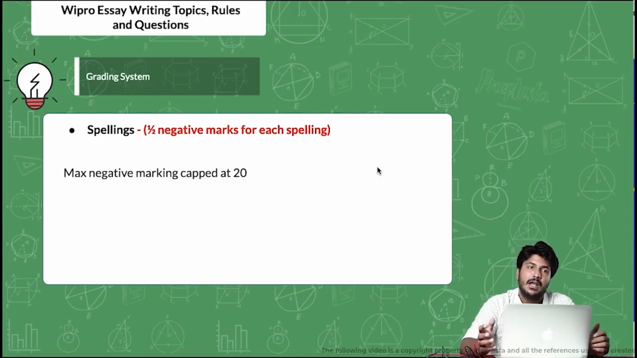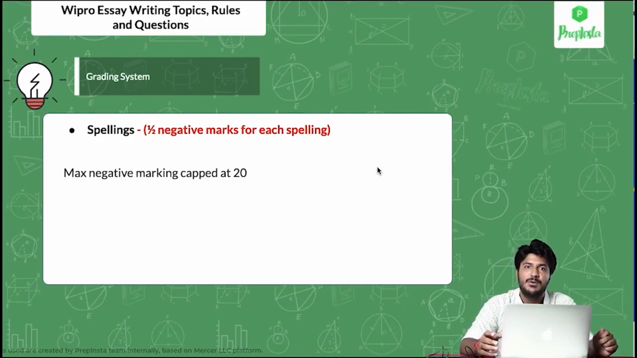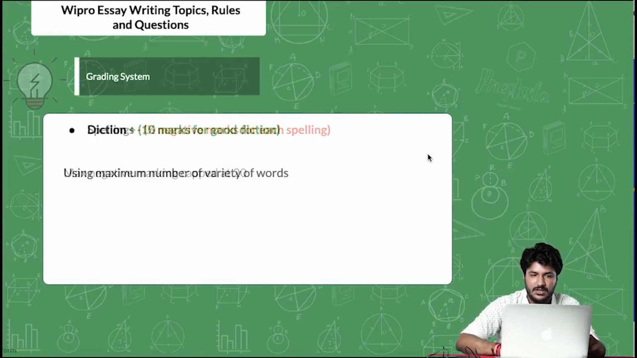You can choose to simply write easy, fairly usable words which you are sure you know the spelling of. So if you do not know the spelling of a particular word, probably reframe the sentence with a different word that you know the spelling of, right? So spelling errors are -1/2 marks. Okay, so let's move ahead.